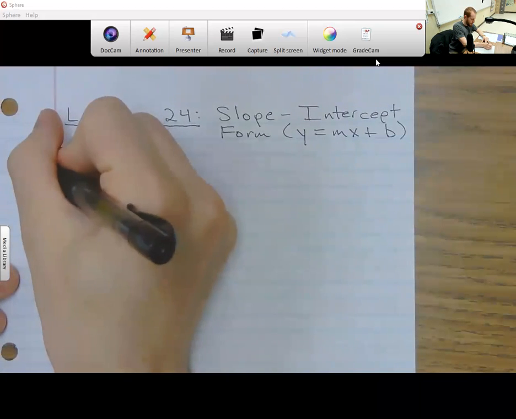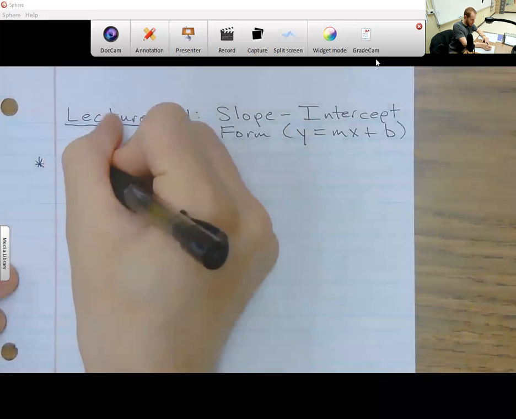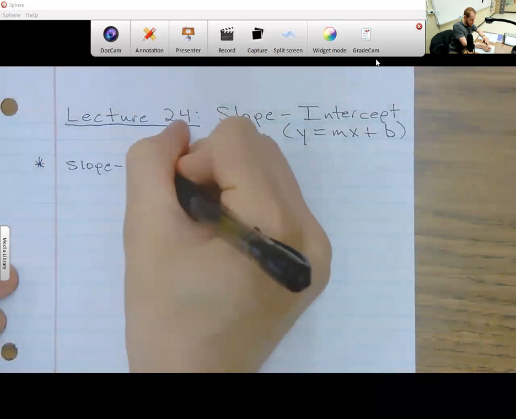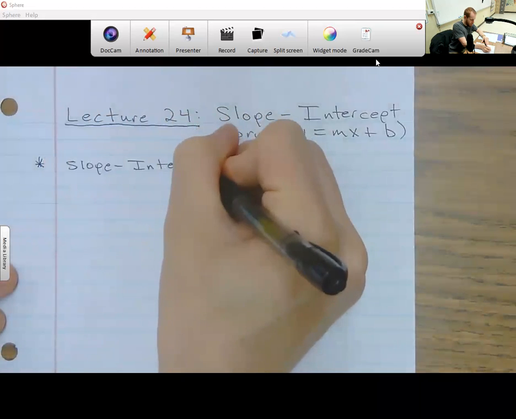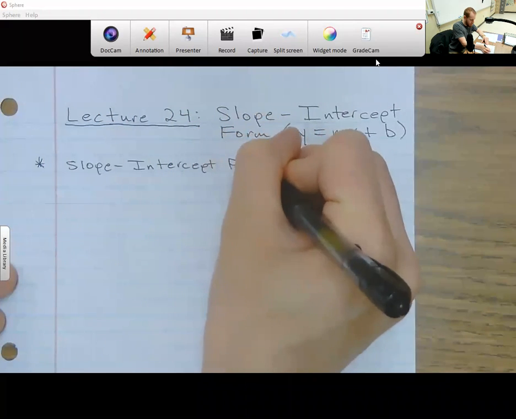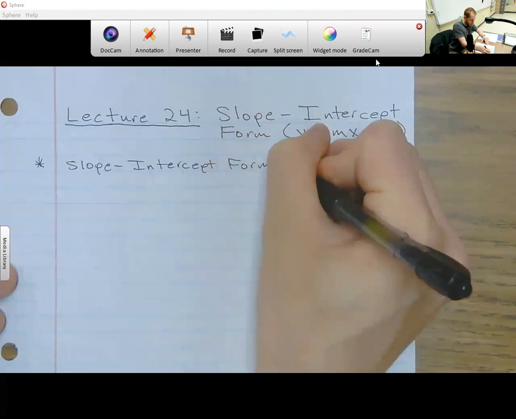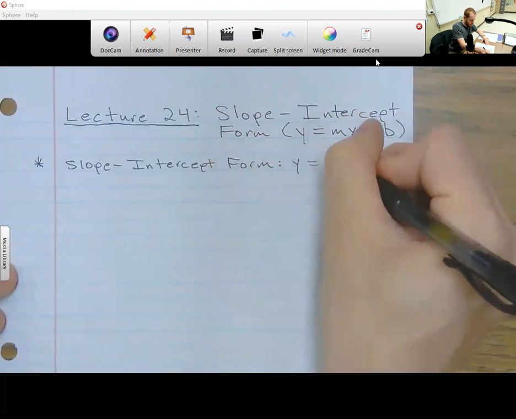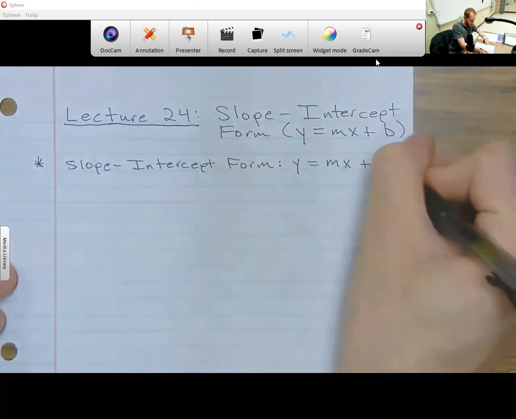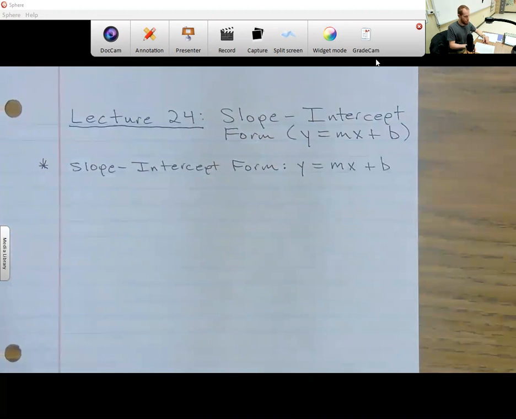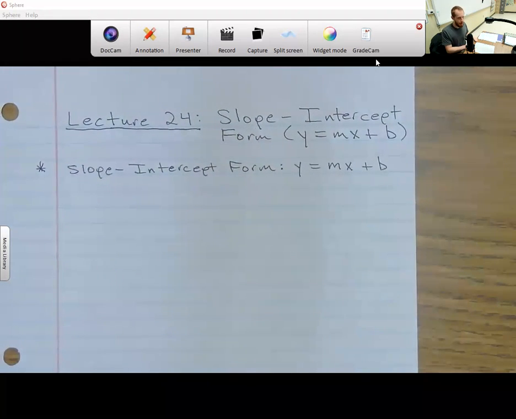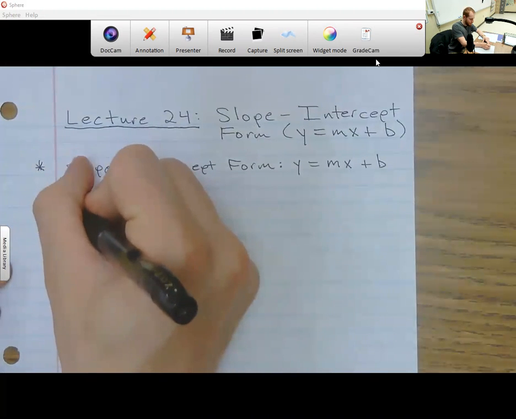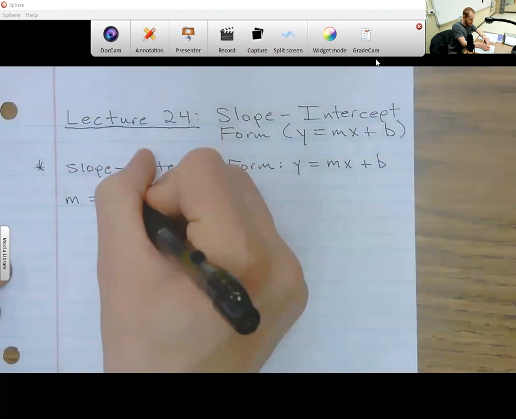Slope-intercept form. We're going to write that as y equals mx plus b. Okay, so what does all this mean? Well, x and y are going to be variables, but m and b are going to be numbers. M is going to be the slope.